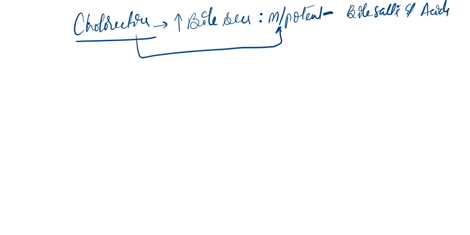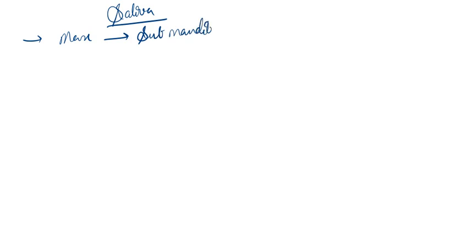Okay. Now we will discuss something about saliva. Saliva is secreted maximum from the submandibular gland. You say maximum, but how much? 70%.